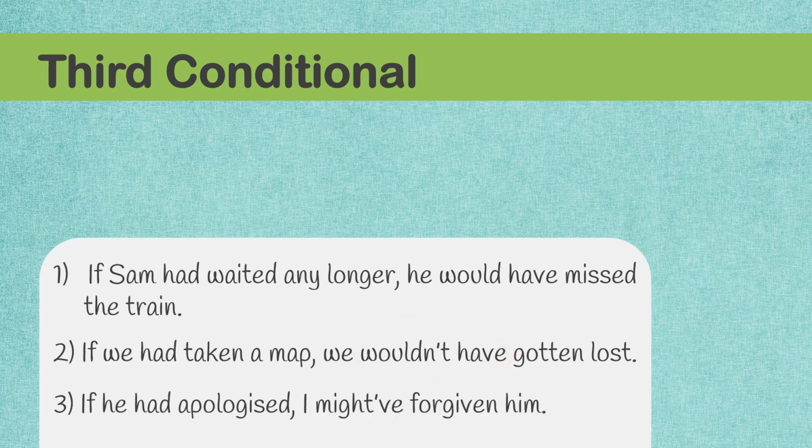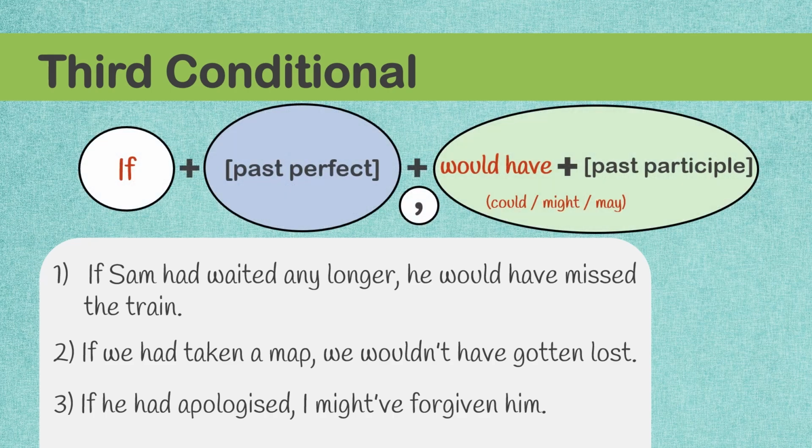We know these sentences are third conditional because they follow this structure. If, followed by a clause in past perfect, then a comma, then the phrase would have, then a past participle. These sentences all refer to hypothetical situations in the past. For this reason, they cannot happen.